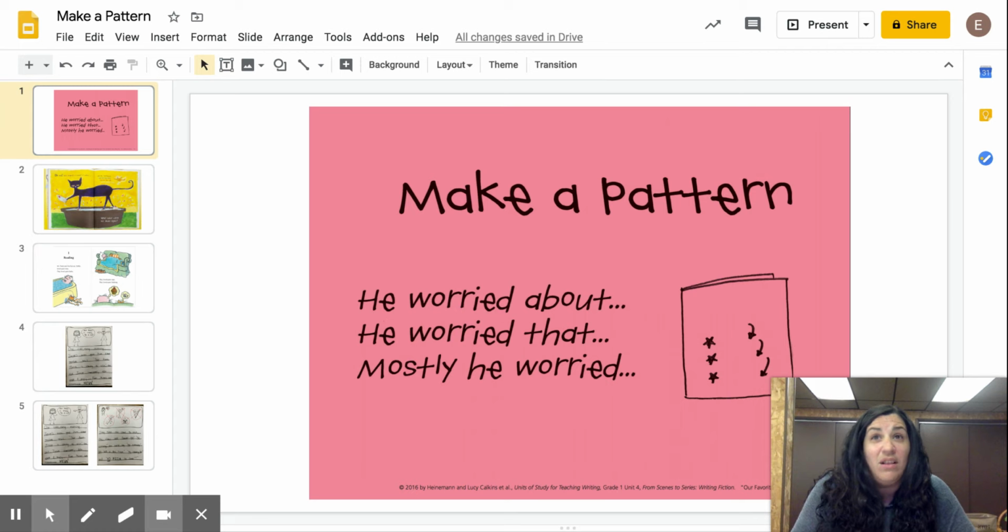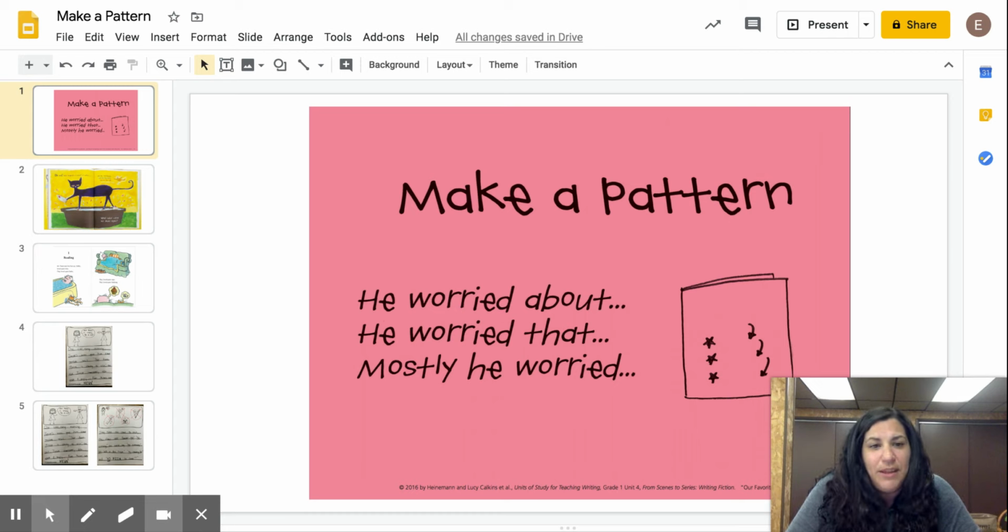Today, we're going to talk about another thing that you can do to make your series books even more like our mentor books are, and that is making a pattern. Okay. And sometimes when we think about patterns, we think about math, right? And we know that patterns are something that repeat over and over and over again. But when we're talking about making patterns in our series books, we mean with the words. It's when the words repeat over and over again.